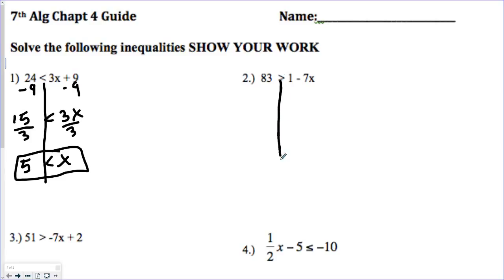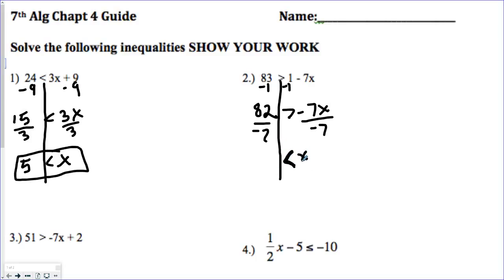Number 2, again, start the same way. Subtract 1, subtract 1. You get 82 is bigger than negative 7x. And then in this case, I am going to divide. I'm going to divide by negative 7. And because I'm dividing by a negative, that's going to cause my middle sign to flip the direction. So it's going to open this way.